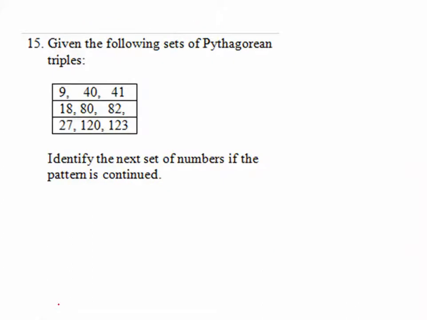15. Given the following sets of Pythagorean triples, identify the next set of numbers if the pattern continued. Well, the pattern from here to here is to multiply by 2. 9 times 2 is 18, 40 times 2 is 80, 41 times 2 is 82. Then from here to here, we're multiplying times 3. 9 times 3 is 27, 40 times 3 is 120, 41 times 3 is 123. So my next step would be to multiply those times 4. So 9 times 4 is 36, 40 times 4 is 160, and 41 times 4 is 164. So that is my next set of numbers.